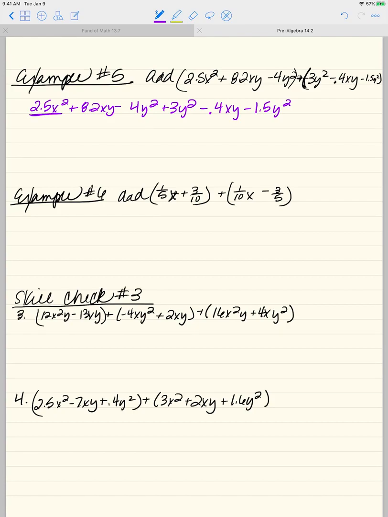X squared term, that is the only x squared term, so 2.5x squared. 8 2/10 xy minus 4/10 xy, so that gives me 8.2 minus 0.4 is 7 8/10 xy. And then I have minus 4y squared plus 3y squared, so that right there gives me a minus y squared, minus 1.5y squared, so that's minus 2.5y squared. That's as simple as we can make that one.